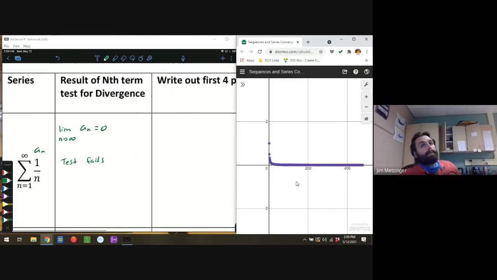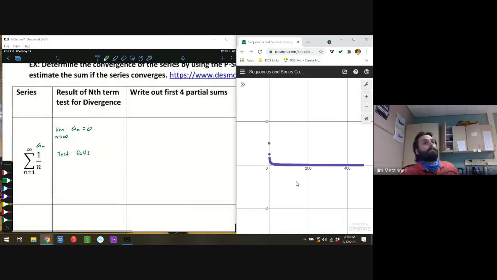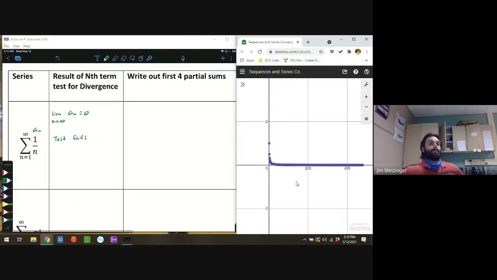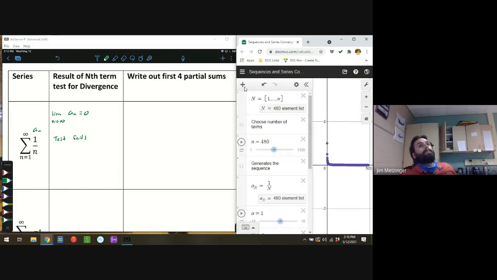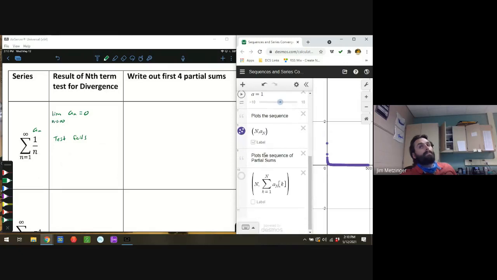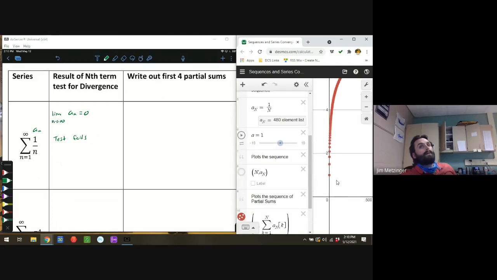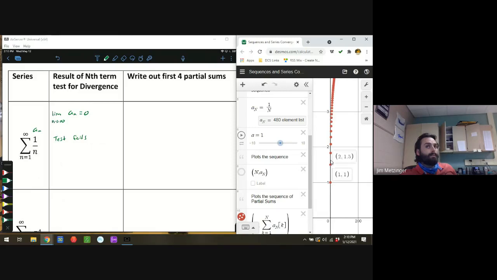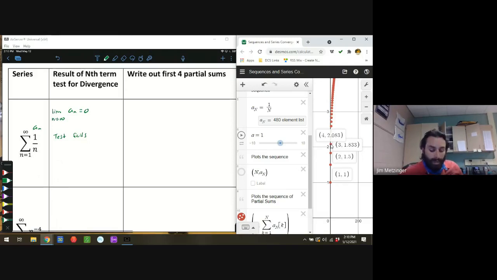Now it says write out the first 4 partial sums. Ooh, all right, this is where I'm a little bit of a prick, but it's not that bad with Desmos. So what we do is this. First 4 partial sums. Let's turn on our partial sums. Turn this off. Let's go get their values. Click the first 4 dots: 1, 2, 3, 4. So my first partial sum. Now we know what the value is here.